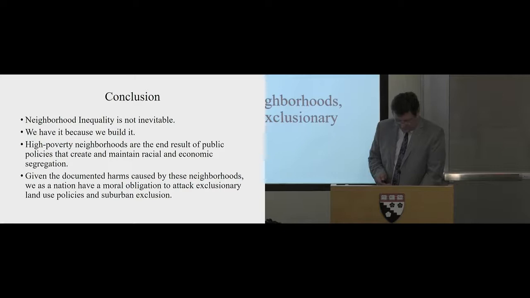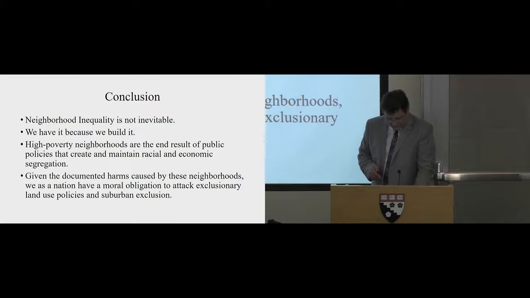Now, I think the vastly unequal neighborhoods that many black children experience impedes intergenerational mobility through many channels, while white children, even poor white children, rarely experience similar levels of neighborhood disadvantage. The inequality of neighborhoods is what sustains and replicates racial inequality. So in closing, neighborhood inequality is not inevitable. We have it because we build it. In fact, we legally require neighborhood inequality. It's built into the housing stock by law.